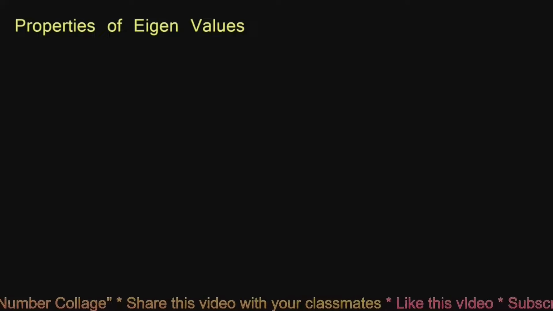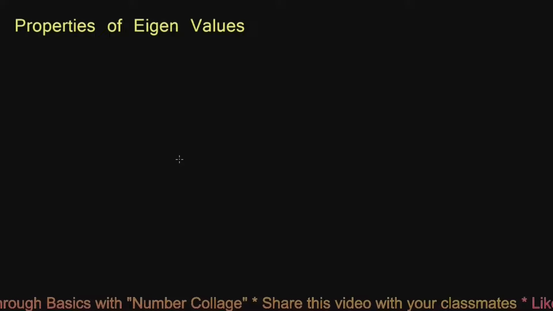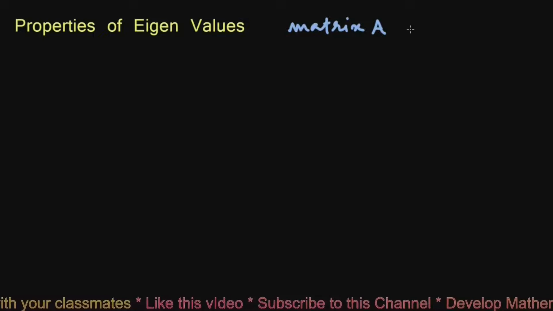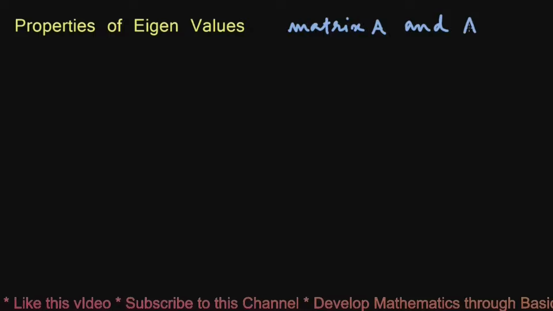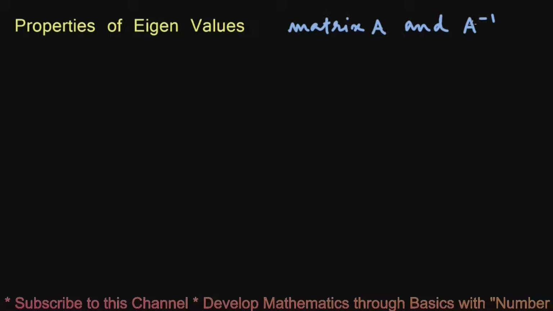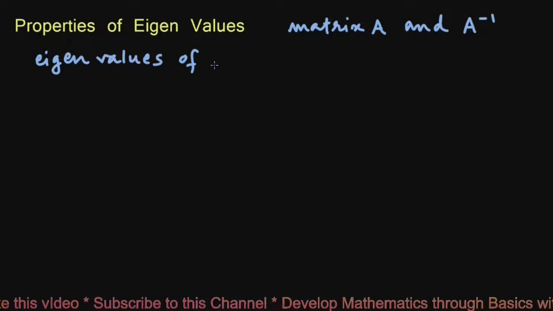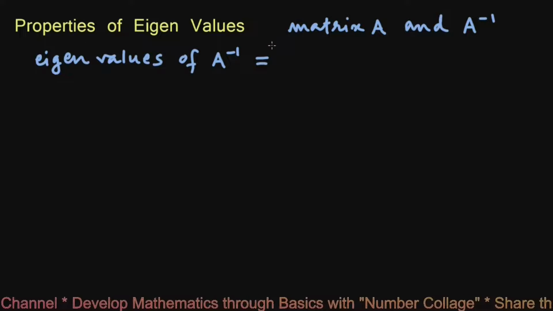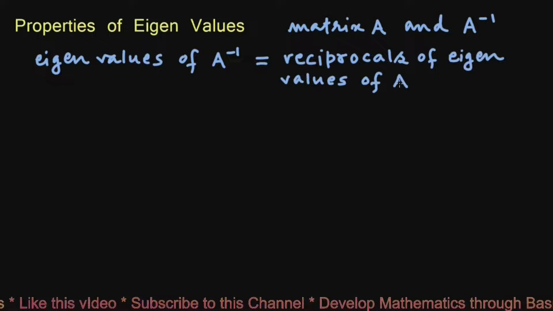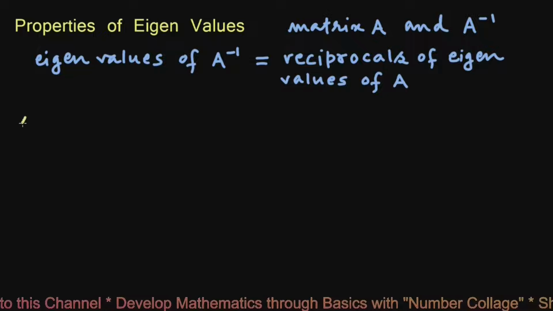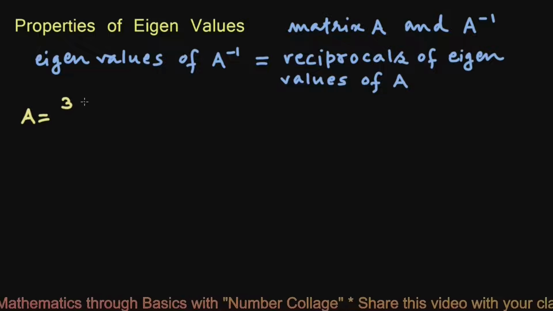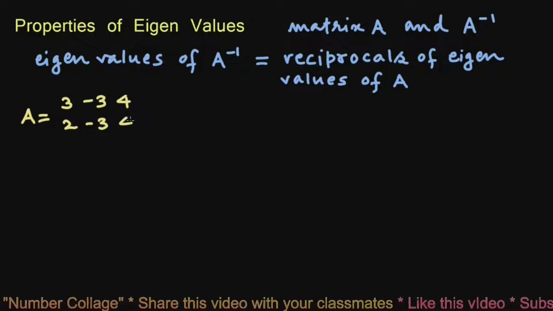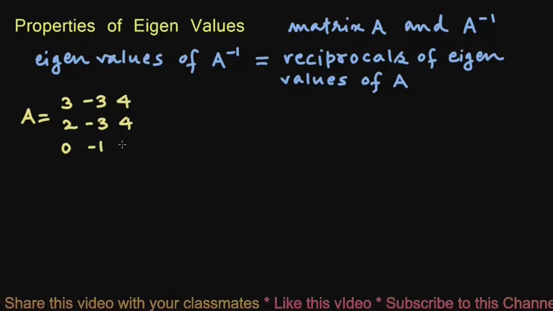Let us solve one example. We have to find the eigenvalues of matrix A and also that of matrix A inverse, and we have to verify that eigenvalues of A inverse are equal to the reciprocals of eigenvalues of matrix A. Consider matrix A, which is 3 minus 3 4, 2 minus 3 4, 0 minus 1 1.